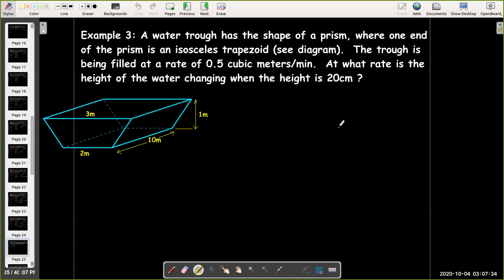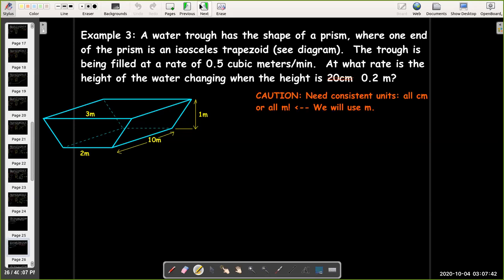And we'd like to find at what rate the height of the water is changing when the height is 20 centimeters. So right away, I have to be very careful here. We'd like to use a consistent set of units. Almost everything is given in terms of meters, in particular the change in the volume is given in cubic meters per minute. So I'm going to change this 20 centimeters from the original statement into meters. 20 centimeters is 0.2 meters.